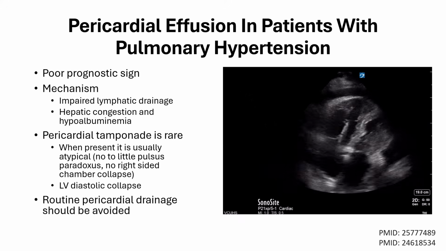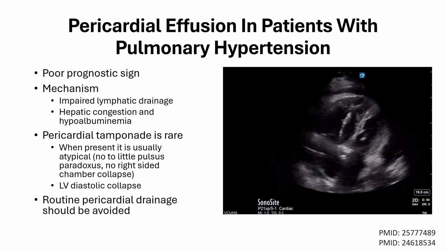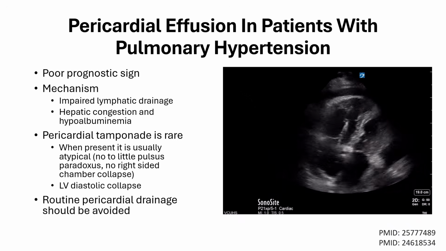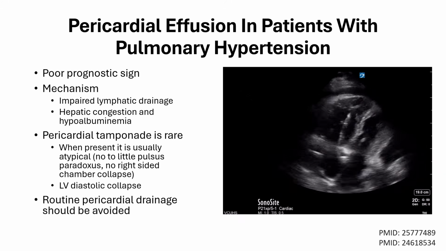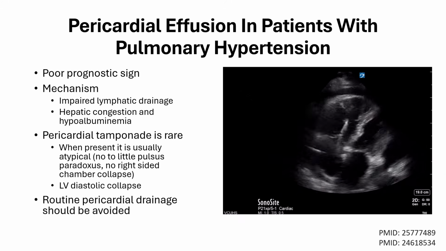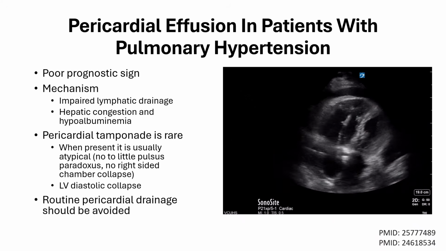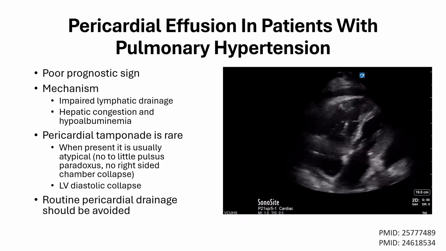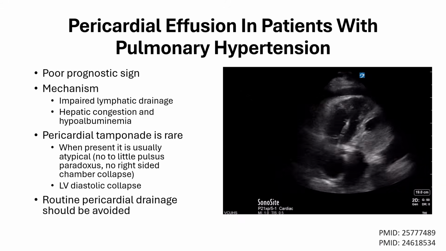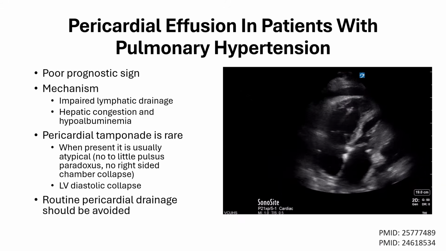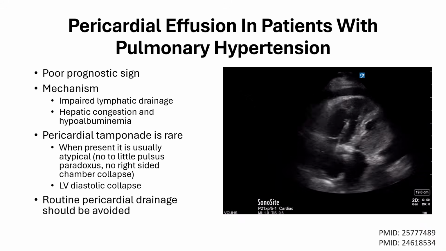Let's discuss the presence of pericardial effusion in some patients with pulmonary arterial hypertension. When present, it is considered to be a poor prognostic sign. Impaired lymphatic drainage, hepatic congestion, and resultant hypoalbuminemia are some mechanisms behind this association. It is interesting to note that pericardial tamponade is rare, probably because of significantly elevated right-sided pressures, and when present, it sometimes has atypical features, such as, for example, diastolic collapse of the left ventricle.